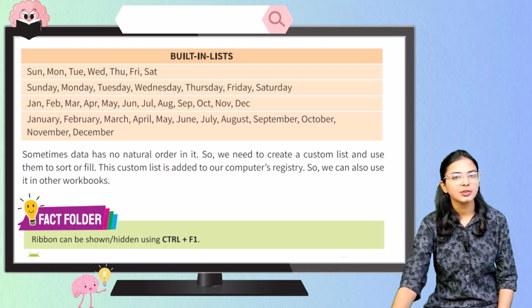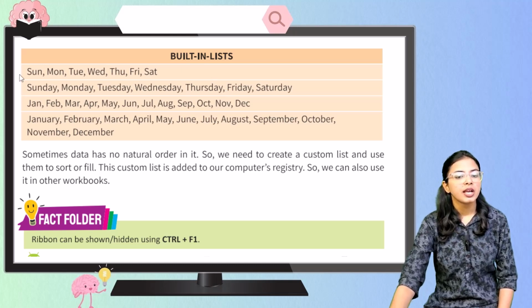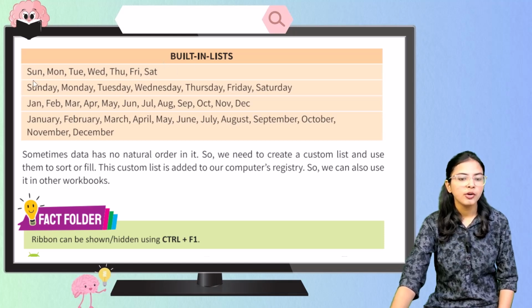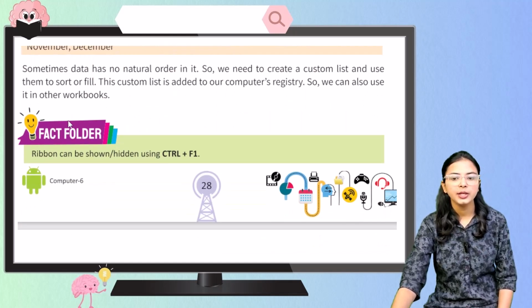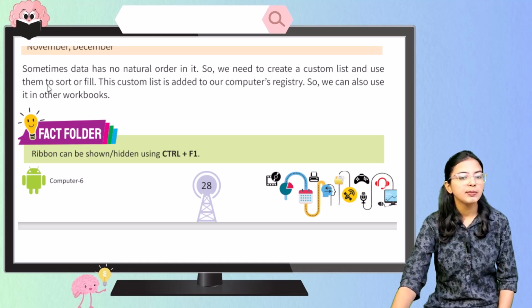Built-in list क्या क्या है students? जैसे कि आप weeks की list बना सकते हैं, ठीक है? It can be in any form, short form और complete name आप लिख सकते हैं, Sunday, Monday, Tuesday, okay? January, February आप short में भी लिख सकते हैं abbreviation के साथ, नहीं तो आप complete spellings भी लिख सकते हैं, okay? Sometimes data has no natural order in it, so we need to create a custom list and use them to sort or fill.